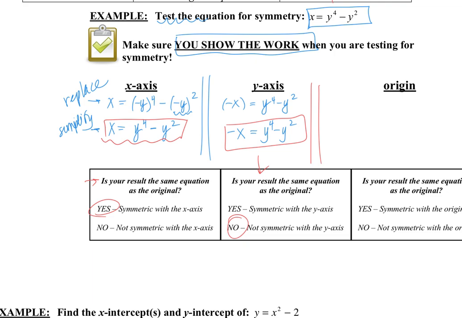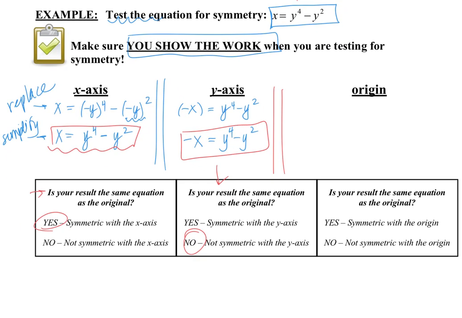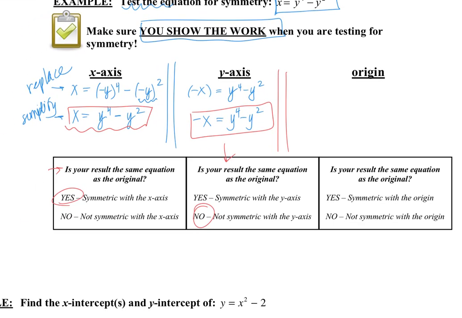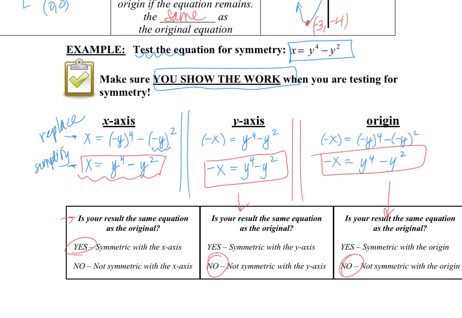What would I replace for this one? If you said both x and y, then you're correct. Okay, and sometimes you'd be surprised what you get here. So we're gonna replace x with negative x, y with negative y, and then we're gonna simplify. That stays negative x, this becomes positive, this stays positive. Again, I'm comparing this to my original, and the answer is no, they're not the same. So therefore, this particular equation only was symmetric with respect to x. But every single time you must show me that work, okay?